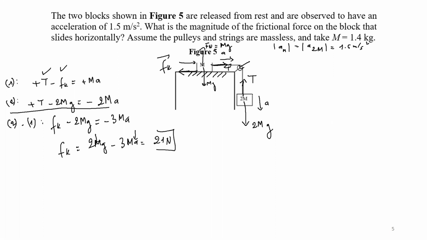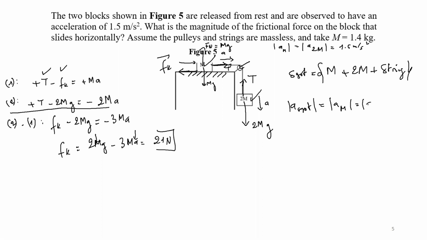Okay. So here I did separately Newton's second law on this object, Newton's second law on this object, and then I solved my system. Now let me do it a more straightforward way. I will define a system. So of course, if you solved chapter 5, you know now the system will be m plus 2m plus the string or the rope. So now the acceleration of the system, as you know, in magnitude, will be acceleration of m, of course, which is acceleration of 2m, of course, which is 1.5 meters per second squared.